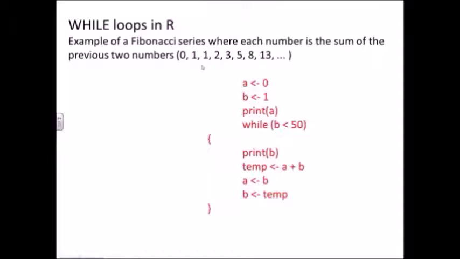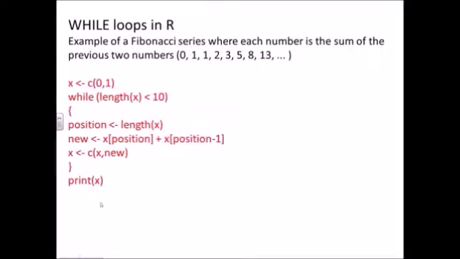So we can define our start point as 0, our next point is 1, and then we can say while b is less than 50, print b. Temporarily assign temp as a plus b, a is then assigned as b, and b is assigned as temp. So we're basically walking it through. We start with 0 and 1, then go to 1 and 1, then 1 and 2, 2 and 3, etc. This while loop will produce a series of numbers. Then there's another modification of that Fibonacci series. Again, you can try typing these in and see what you get returned.